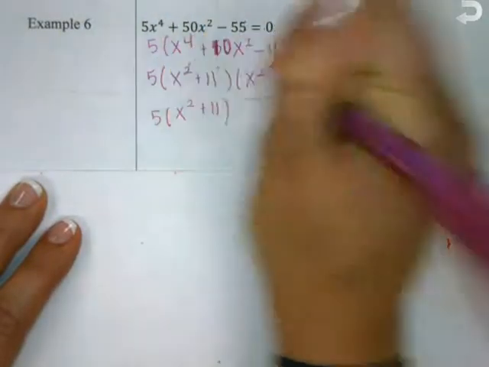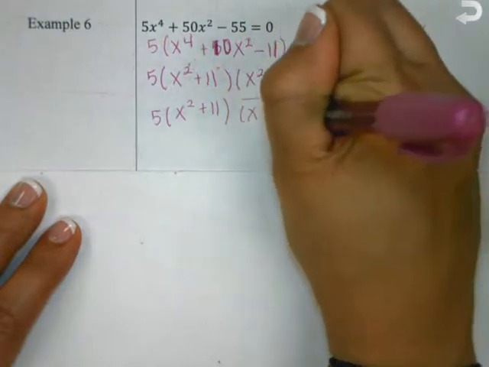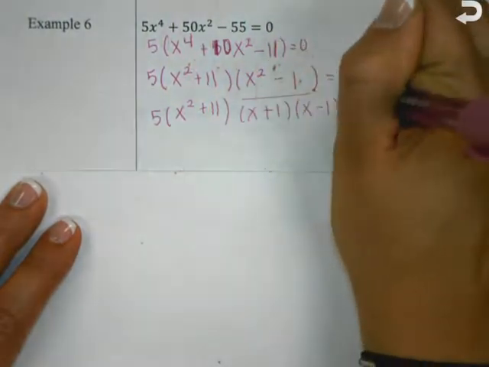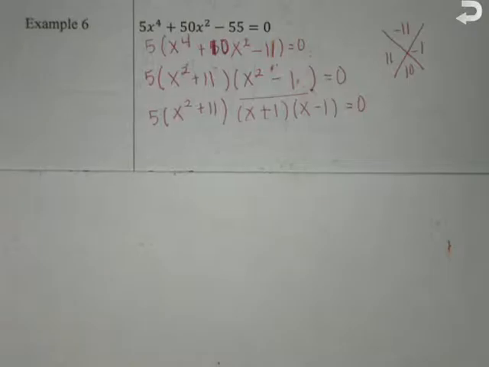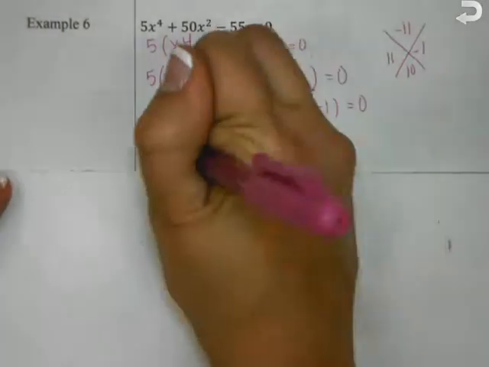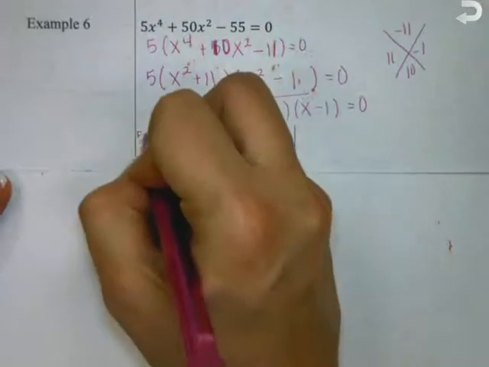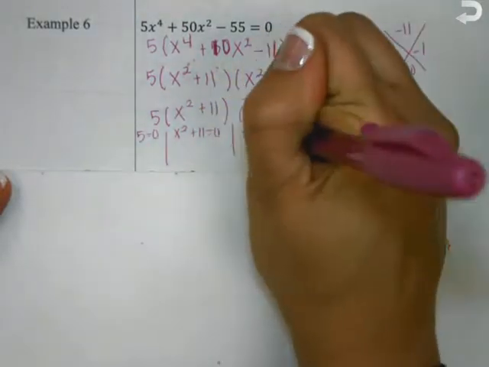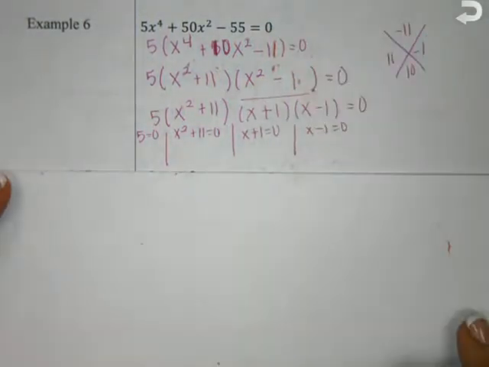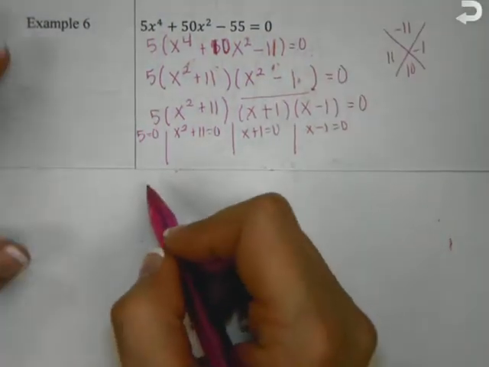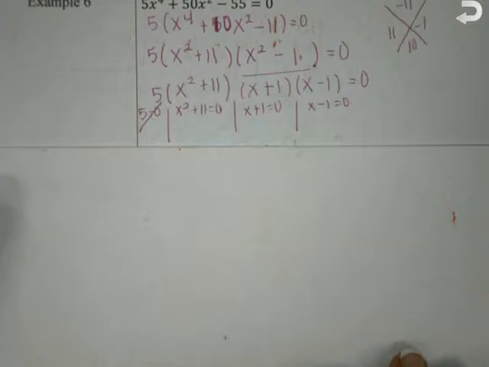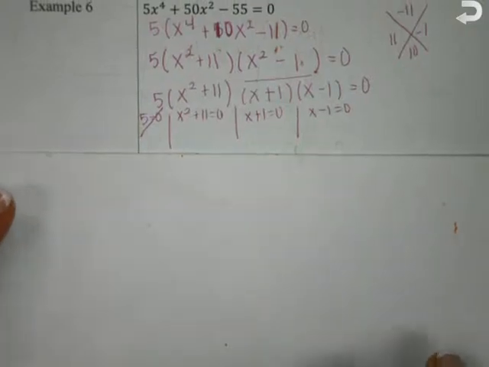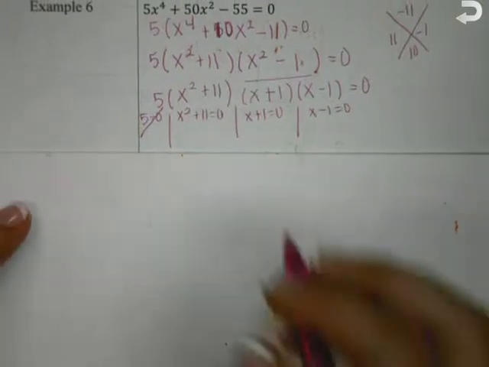So looking at what we have so far, how many factors do I actually have? 4. 5 counts as a factor. So we take each one of those and set them equal to 0. Okay. 5 equals 0. Is that possible? No. So we don't count it. So there's only 3 possible. Now we're down to 3 possible answers. How do I solve this one? Subtract 11. Good. I get x squared equals -11.